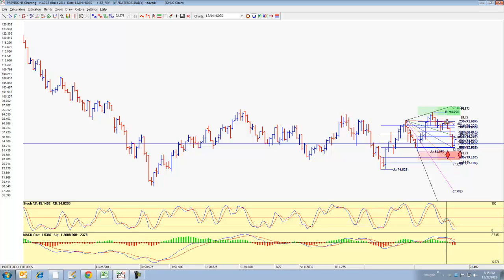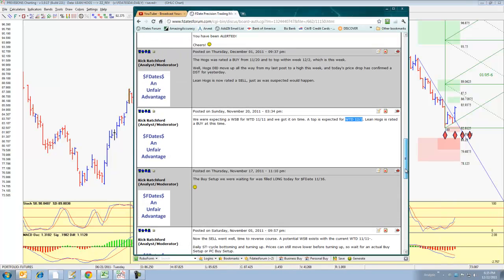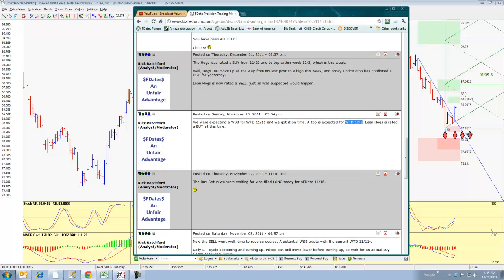This week ending 12/2, as you can see, was the recent major top in Lean Hogs. And from that top, as you can see, prices have then shot down. Going back to the forum, you can see right here, I posted on December 1st. I said that the hogs was rated a buy from 11/20 up until week 12/2, which is this week. It moved all the way up since the last post, and it says right here, Lean Hogs is now rated a sell, just as was suspected would happen.